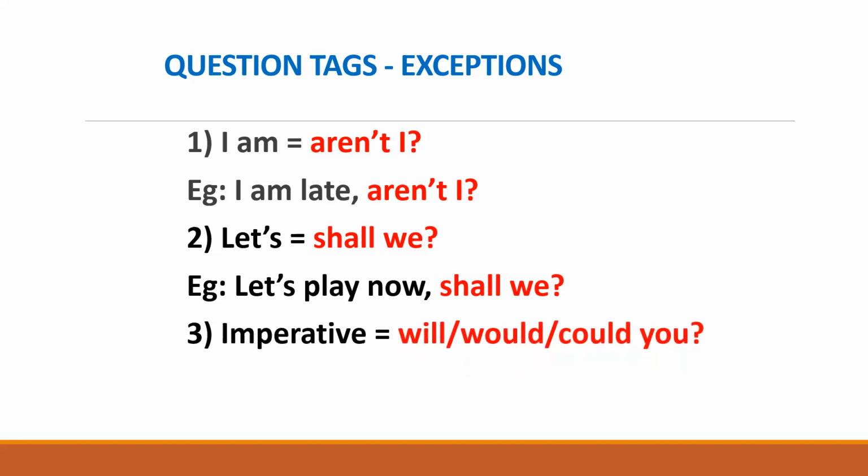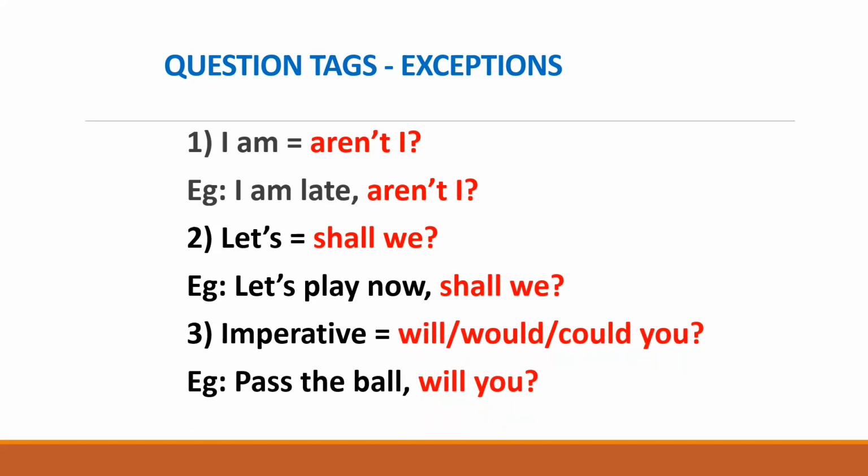Now, whenever you have imperatives, okay, that will have the question tag of will, would, could, along with the personal pronoun. It can be you, they, he, she, it, no matter what. Okay, let's see some example. Pass the ball, will you? Now, these three are the exceptions.